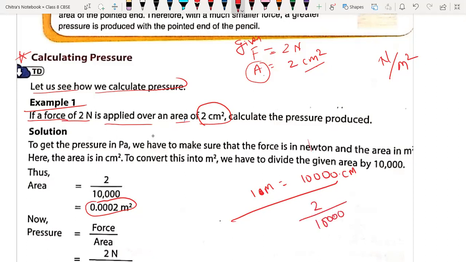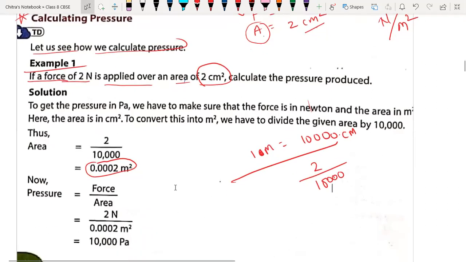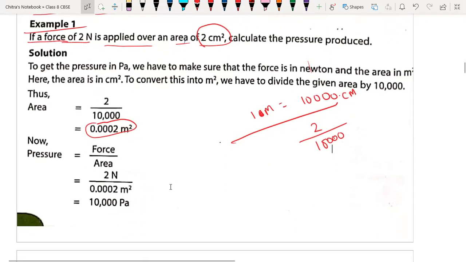Is it supposed to be 100? No, because 1 meter equals 100 centimeter. No, beta, it is 10,000 millimeter. We have to convert that into meter. See here, it has been converted already. It is meter.